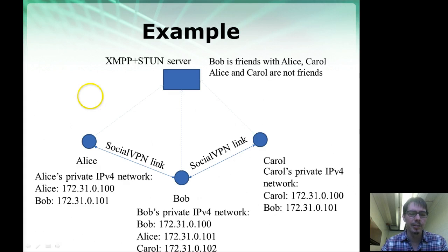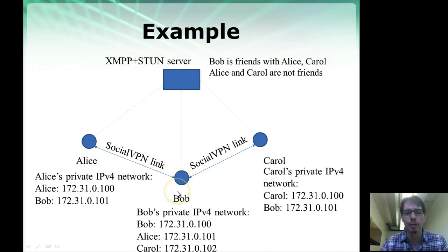So suppose that Alice has her private IPv4 network with this subnet, 172.31.0. So Alice has its own address, let's say, at .0.100, and she maps Bob to be .0.101. So anytime Alice sends a packet to Bob, Social VPN will translate that destination: we'll look up and determine that that's a link to this machine that Bob owns, and it's going to tunnel that traffic this way.